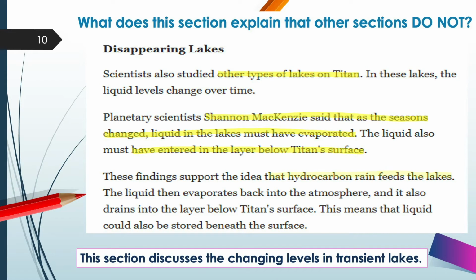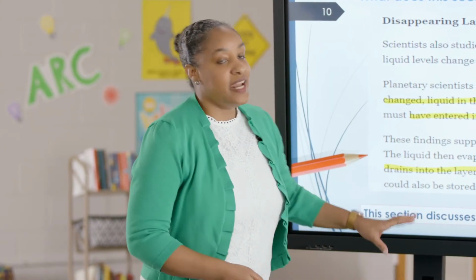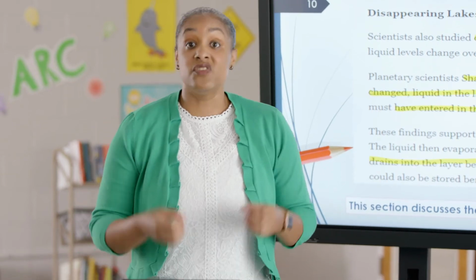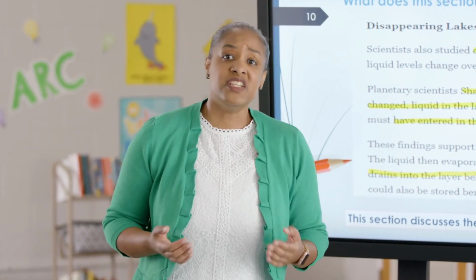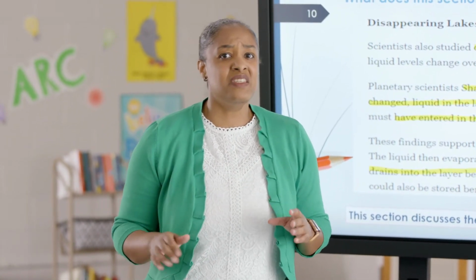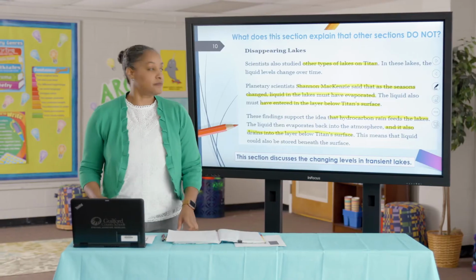Here it mainly talks about the hydrocarbon rain that feeds the lake. And also it mentions what happens to that liquid. It drains into a layer below Titan's surface. Now keep in mind, as we're looking for supporting details or supporting evidence, we want to stick to no more than 2 to 3 sentences within that section.